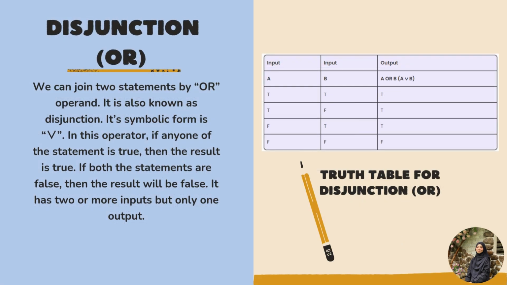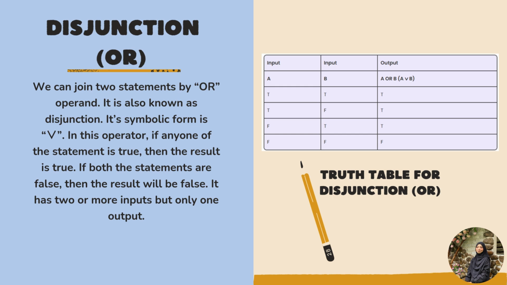Now let's see the second one, disjunction. We can join two statements by the or operand. It is also known as disjunction. The symbol for disjunction is like a V. In this operator, if any one of the statements is true, then the result is true. If both the statements are false, then the result will be false. It has two or more inputs, but only one output. Let's see the truth table for disjunction.